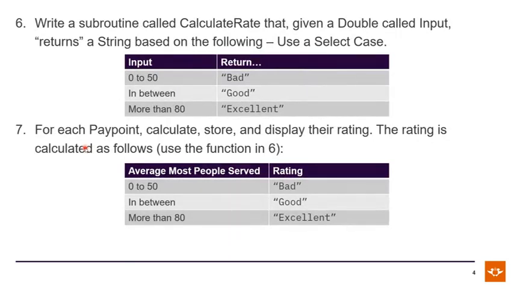Okay, write a subroutine. So unlike your lecture 19, which had a function, now in your tutorial you're asked to write a subroutine instead called calculate rate that's given a double called input. Okay, so your parameters are, it's a double that is called input. So already we're giving you instructions. You have to call the subroutine calculate rate, and you have to call the double parameter input, and here it says returns, in quotation marks, a string based on the following.